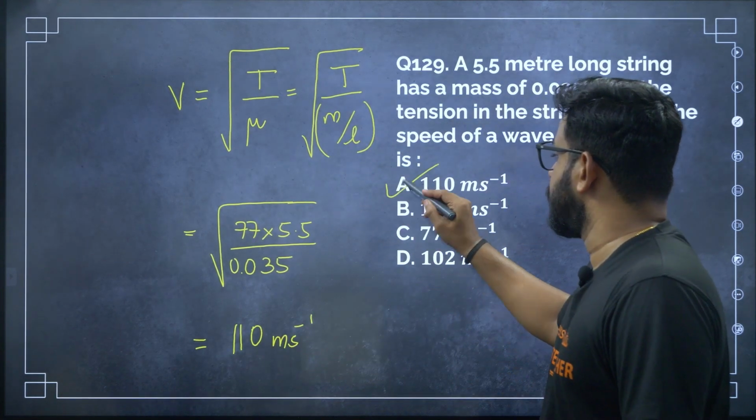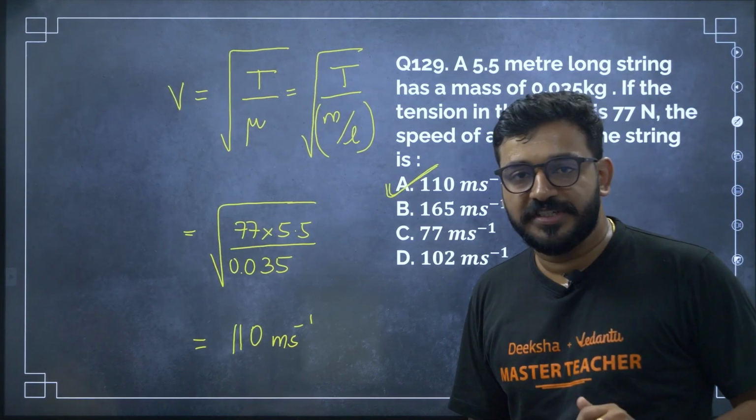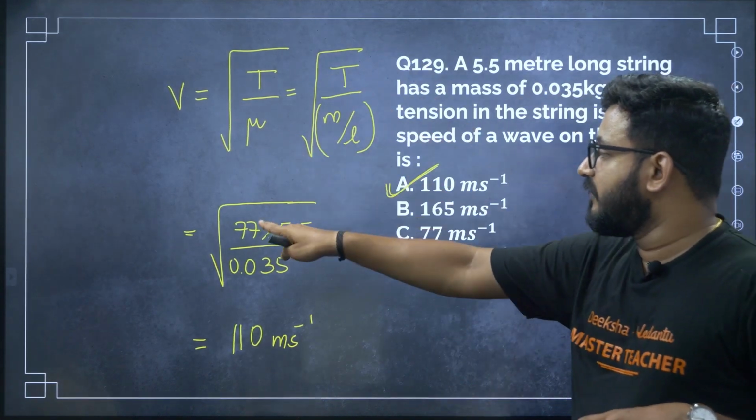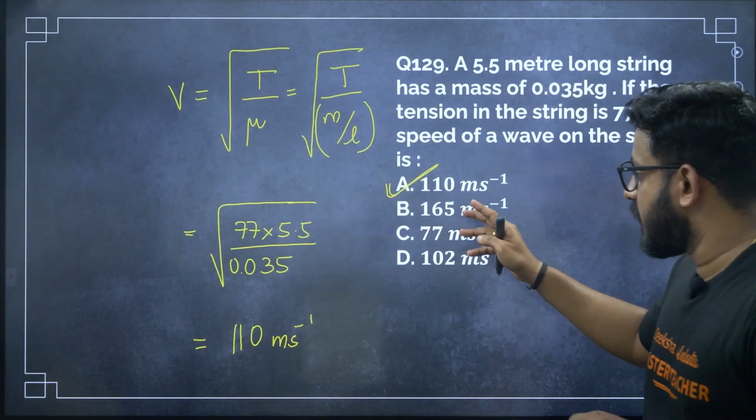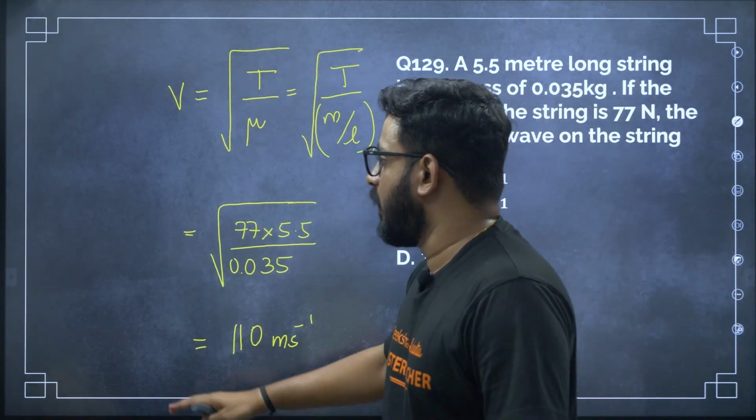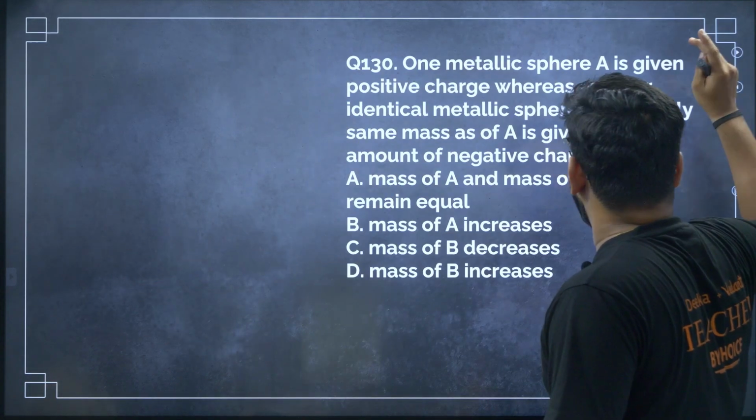The correct answer is option A, 110 meter per second. Very simple question, students. Direct formula, substitute the values and calculate, and you will get the answer as 110 meter per second. All right, fine. So let us look at the next question, shall we?